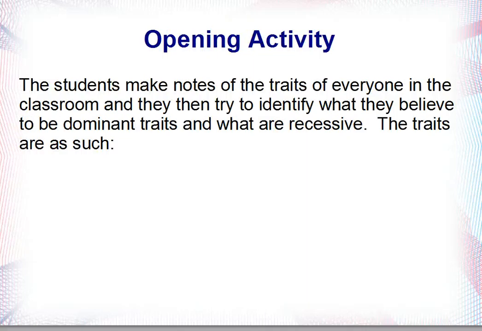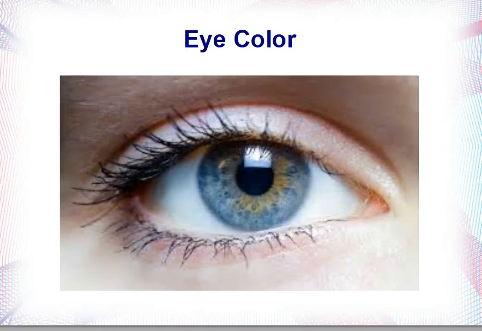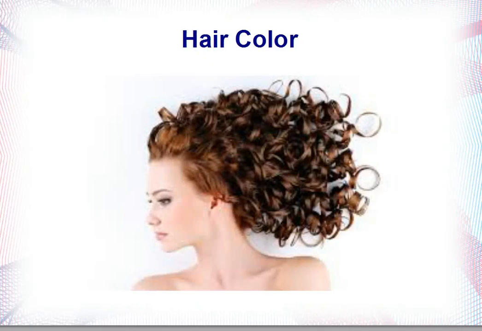So the opening activity is the students will make notes of the traits of everybody in the classroom. We'll have all the students work together to identify what they believe to be dominant or recessive based on the traits that everyone has. So we'll ask people, okay, what eye color do you have? We can use the board and write down a little tally for blue eyes, brown eyes, green eyes, and so forth. You do the same for hair color.